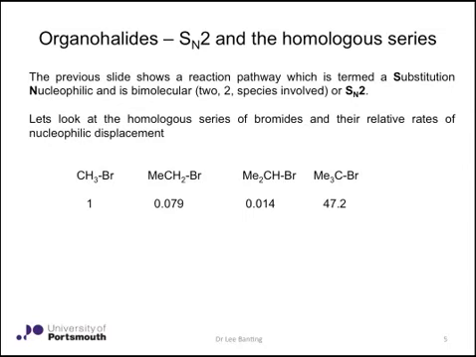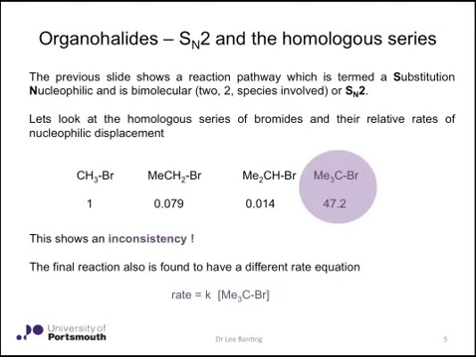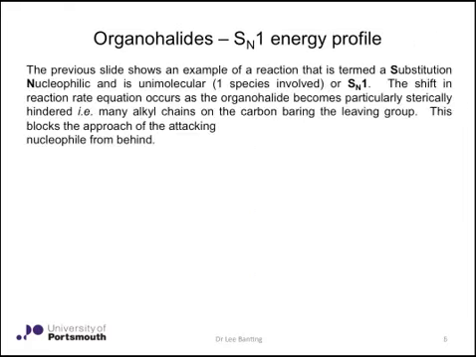Now, that really shouldn't happen. So something unusual is happening with this heavily substituted bromoalkane. This is an inconsistency. The other thing is that this reaction is found to have a different rate equation. It's found to be dependent only on the concentration of the organohalide. There is a shift in the reaction mechanism for this particular compound, and this is known as an SN1 reaction. So what we're going to look at now is an SN1 energy profile and the characteristics of that.